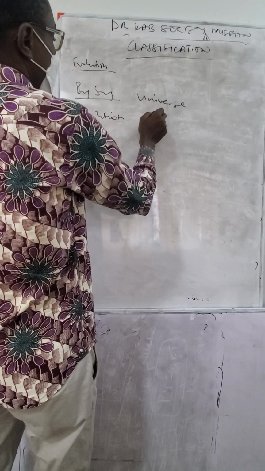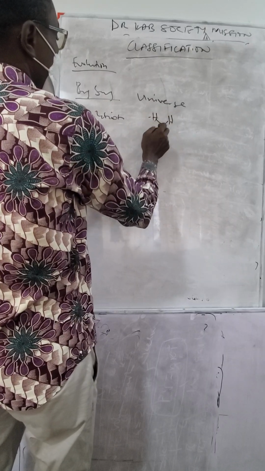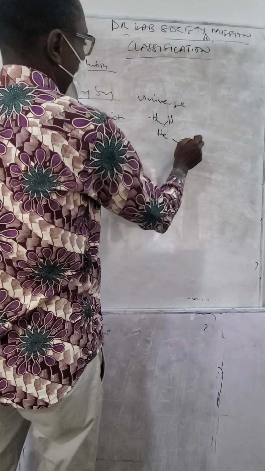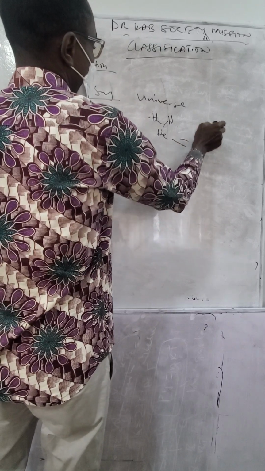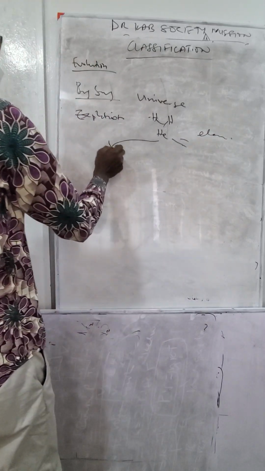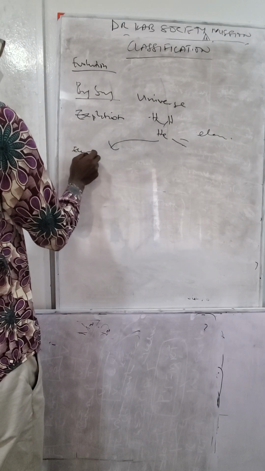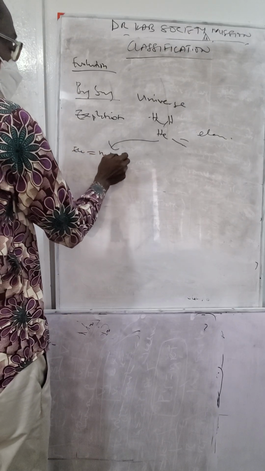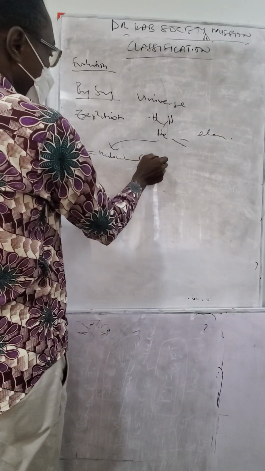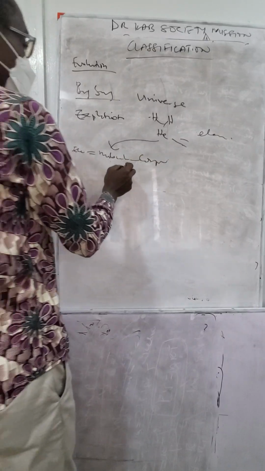When that happened, we started having the elements. The smallest element is hydrogen. They will fuse to form helium, and then that fusion will go on to generate all the elements that we have. So we now have our elements. And so what do we form? Molecules, which form compounds.